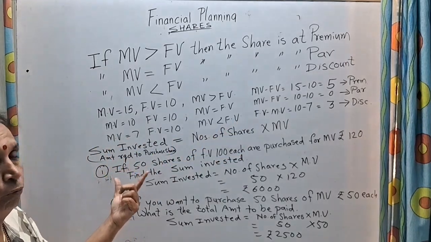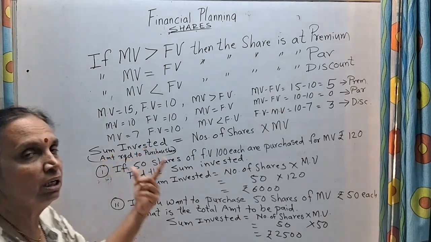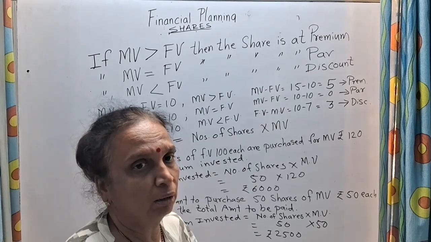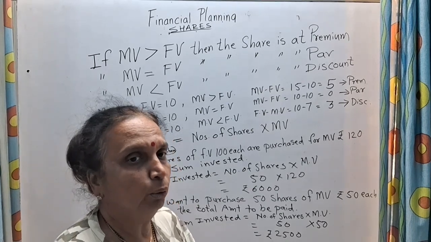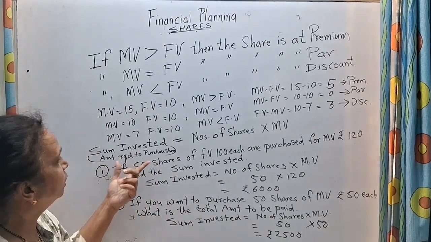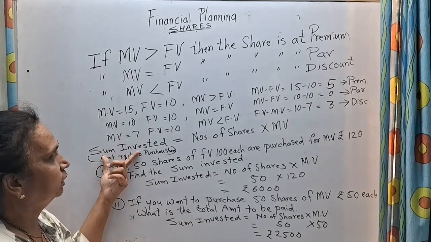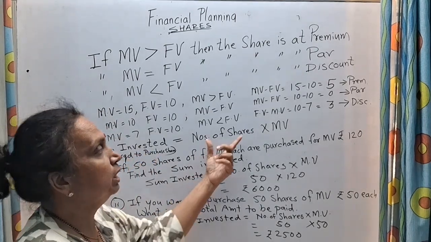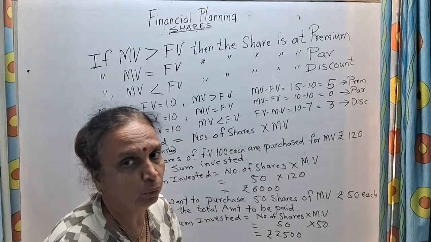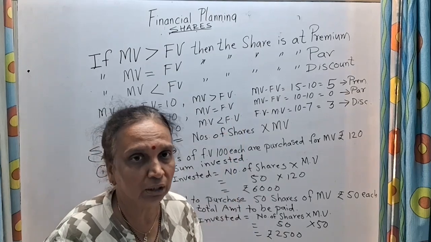Now we are going to take one more thing, that is sum invested. Now what is the meaning of sum invested? Now if I am going to purchase from a company few shares, so I am going to spare some money from my pocket, and that amount which is required to purchase a share is called as sum invested. Means actually what, how many number of shares I am going to take, and as per the market value I am going to get the purchase as per the market value, not as per the face value.